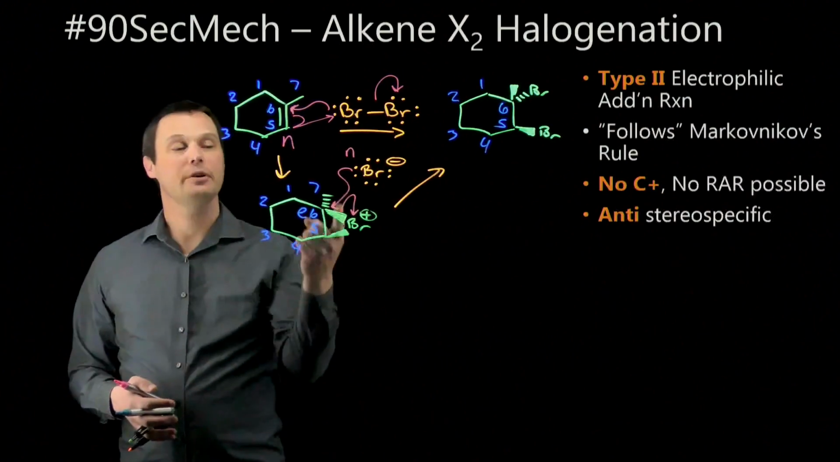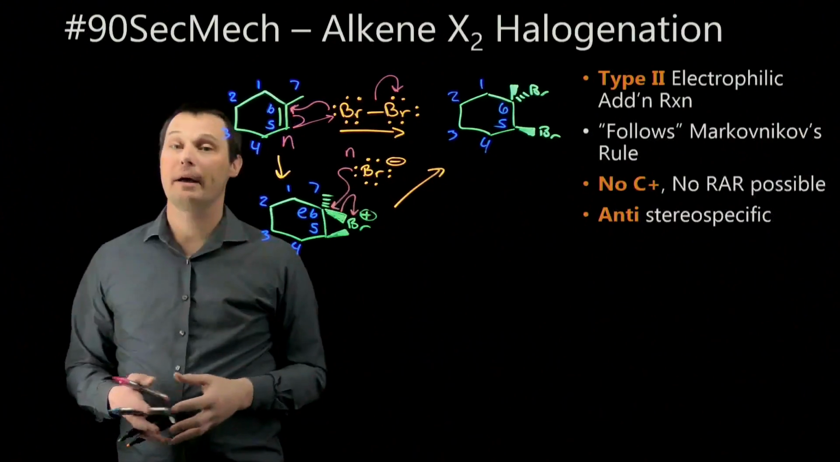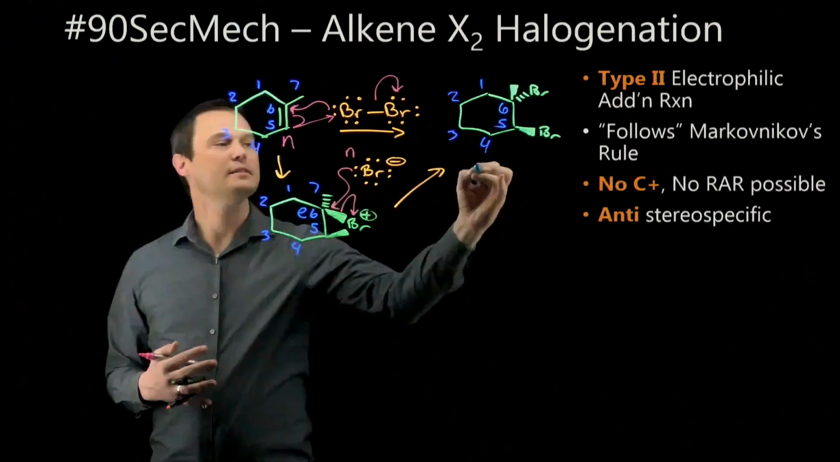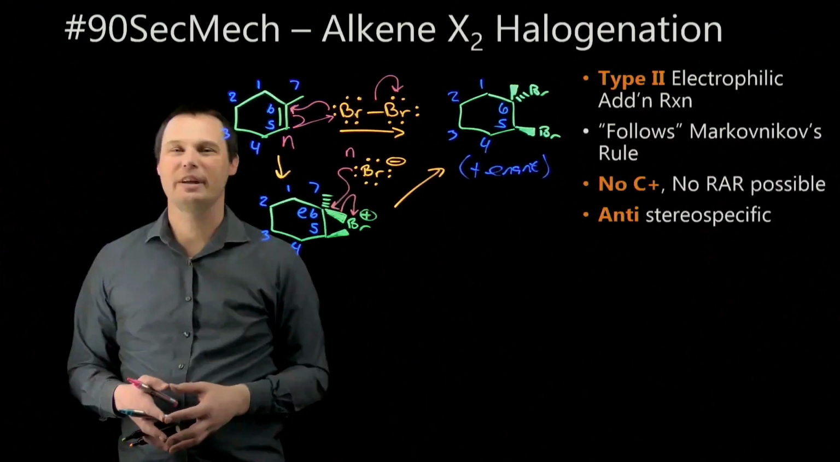Of course, as I mentioned earlier, this intermediate could also have been the bromonium ion on the dash if the bromine had attacked from the bottom face instead of the top face, so we end up with this product plus its enantiomer. This is the mechanism for the halogenation of an alkene.